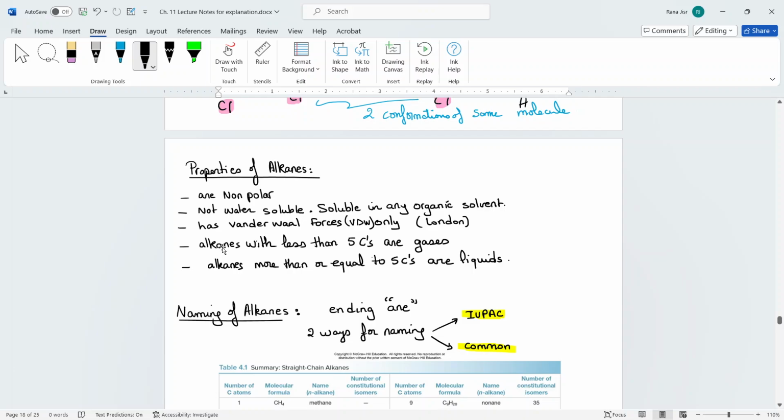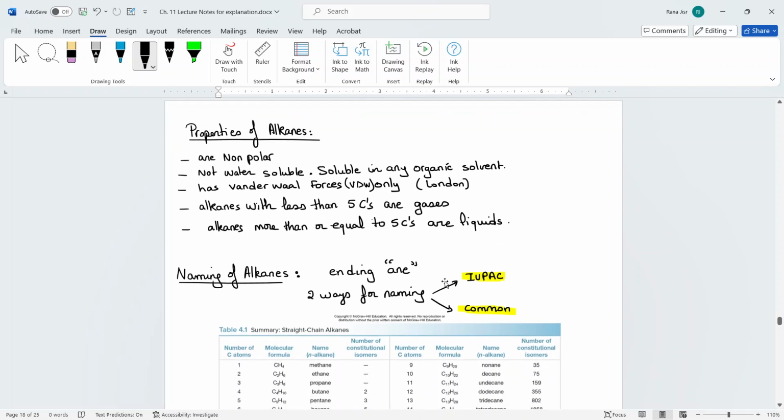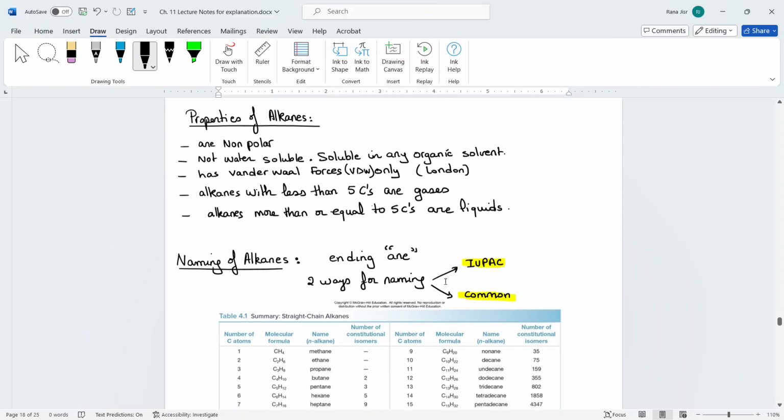If you have a carbon chain which is less than 5 carbons, these are gases. With 5 or more carbons, these are liquids. Alkanes are not solids. They are either gases or liquids.